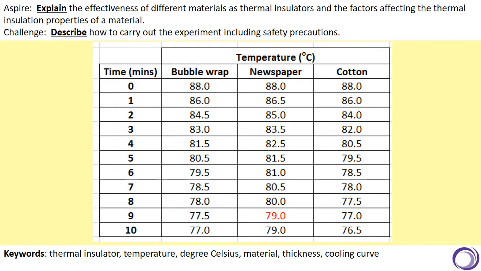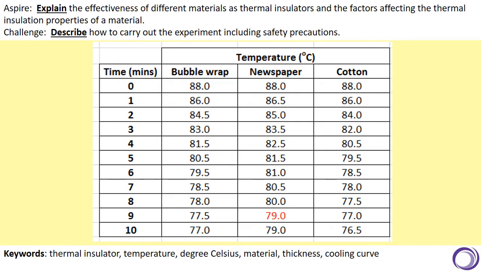Here's the results tabulated then. I've put in red that anomalous result for newspaper, so it's dropped 1 degree and then stayed the same. That's either a random error where I've misread the thermometer, or because I didn't stir, we've perhaps got a slight separation in the temperature, and when I've shaken it, it's caused it to mix again. So we've got that one. You could either miss it out or just put it on the graph and mark it on the graph.